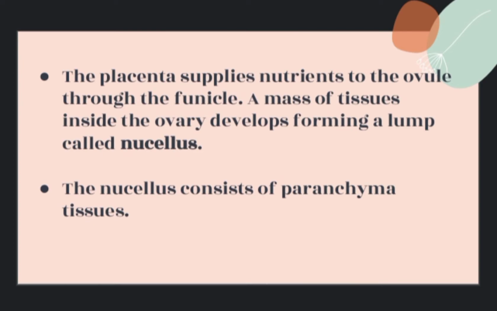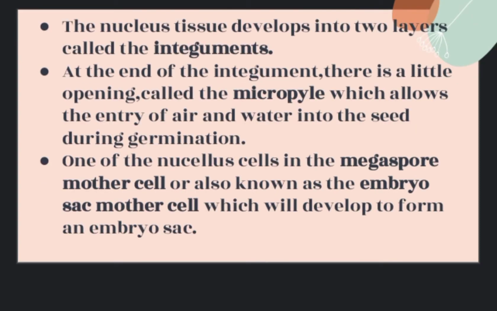A mass of tissues inside the ovary develops, forming a lump called nucleus. The nucleus consists of parenchyma tissues. The nucleus tissues develop into 2 layers called the integuments. At the end of the integument, there is a little opening called the micropyle, which allows the entry of air and water into the seed during germination.